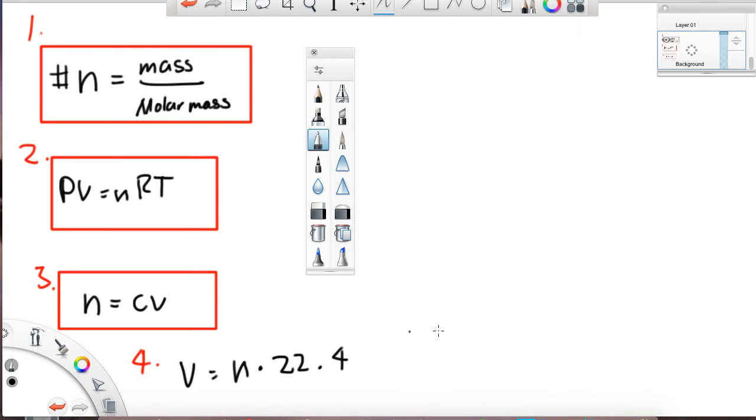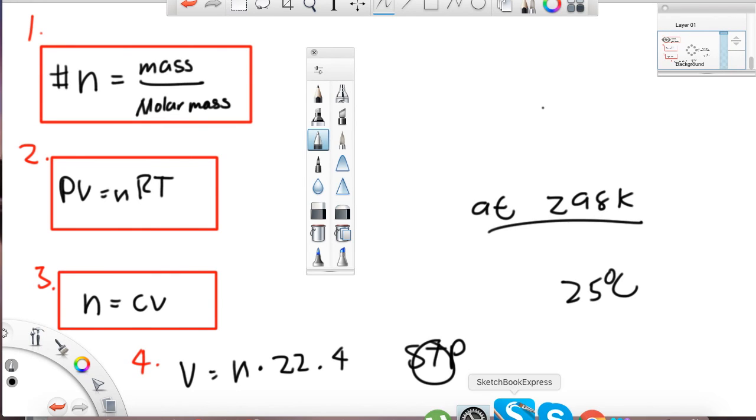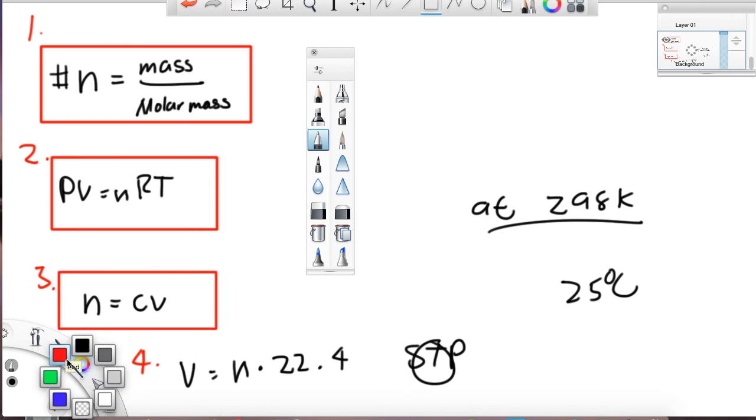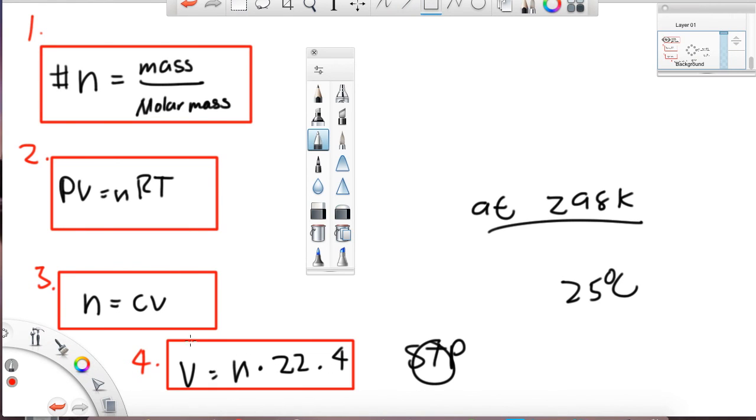Number 4 is for a gas. This one is for a gas, and this is at STP, and that is standard temperature and pressure. What you need to know is, sometimes the IB, I found this really confusing, would ask you a question and say at 298 Kelvin. So if it says 298 Kelvin, it means at standard temperature and pressure. And you can use this formula number 4 over there.